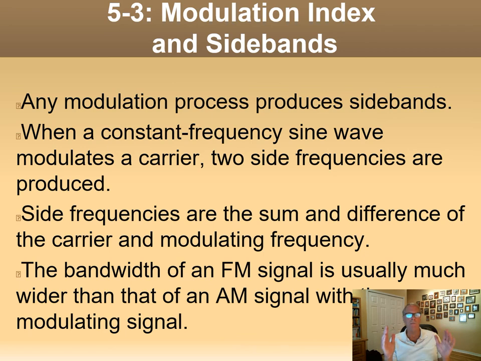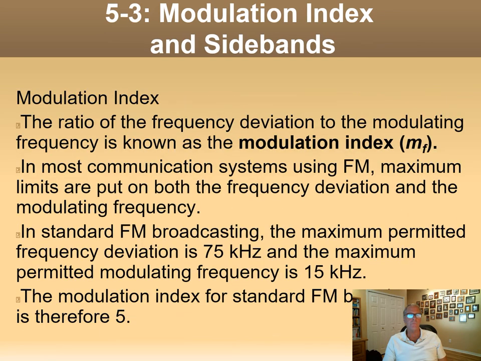So it's a much wider bandwidth than an AM signal. The bandwidth of an FM signal is much wider than that of an AM signal with the same modulating signal because of all those additional sidebands. Modulation index is a ratio for FM, the ratio of frequency deviation to the modulating frequency. In most communication systems using FM, maximum limits are put on frequency deviation and modulating frequency.